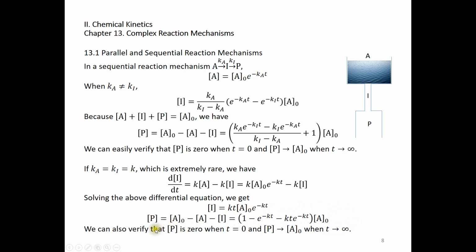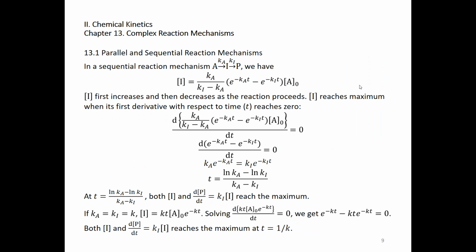Again, we can verify this P is 0 when time is 0. Just plug in time equals 0 here and here. You get 1 minus 1 minus 0. That's just 0. When time approaches infinity, these two terms become 0, so P is equal to A naught. And that also makes sense. As time approaches infinity, we have only P in the system. There's no A, no I, it's just P. And P equals A naught.